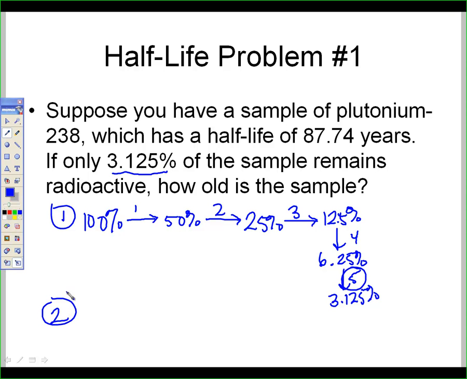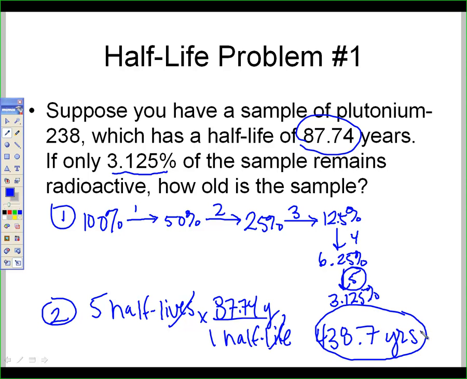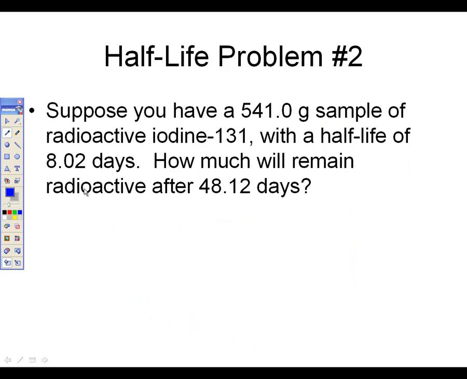So the sample is 5 half-lives old, while one half-life is 87.74 years. If we have 5 half-lives, and in one half-life there's 87.74 years, then we must multiply that number by 5. So 87.74 times 5 gives you 438.7 years. That's how old our sample is. So there's one type. Second type might look like this.